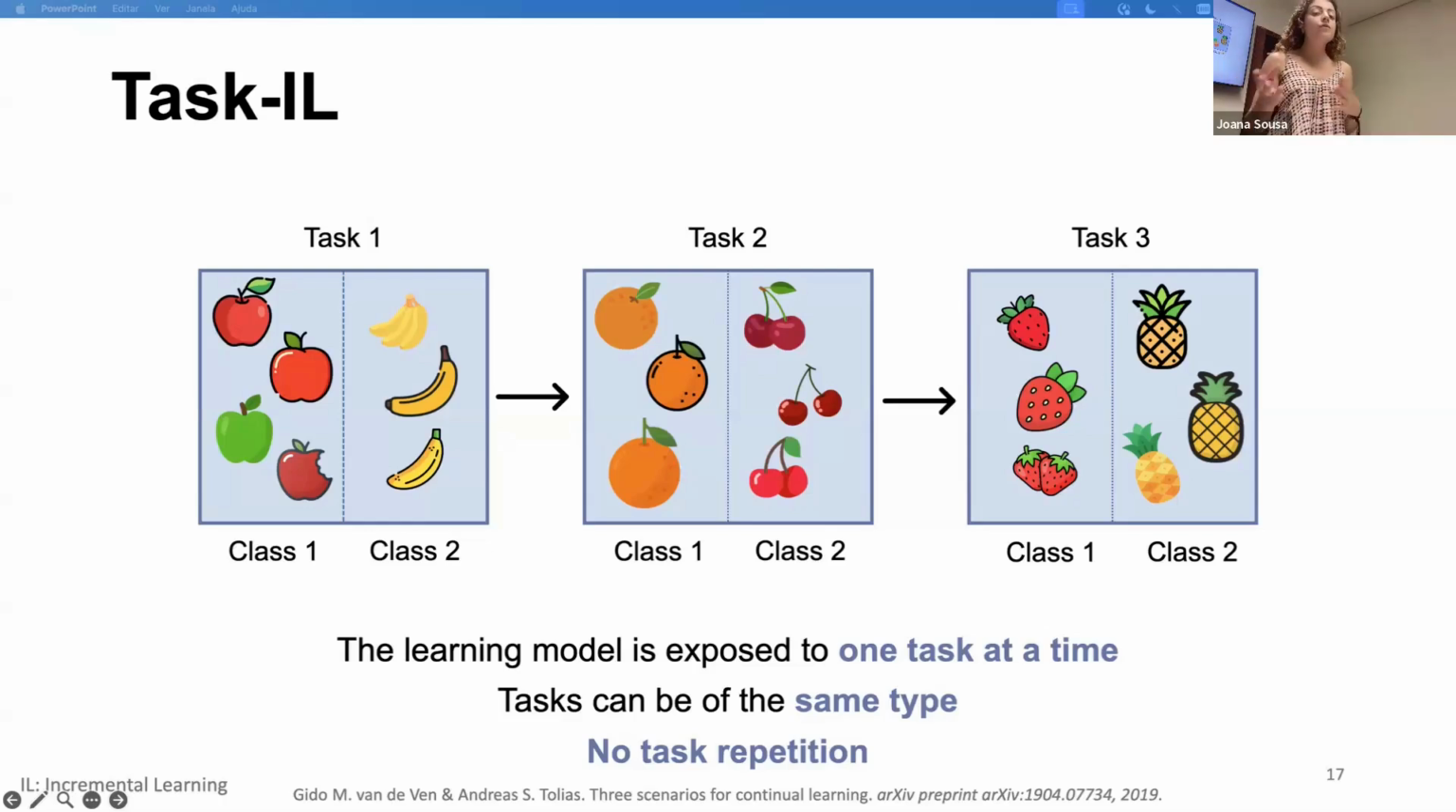So starting with the task incremental, it really depends on the problem one is trying to solve that is going to change the scenario we are working on. And in this case, just to facilitate and illustrate the scenario, I chose the classification problem where we have to identify fruits. In the task incremental, what happens is that in each learning moment, the model is exposed to one task at a time. So in the first task, we have apples and bananas, and the model will have to try to distinguish between class 1 and class 2.